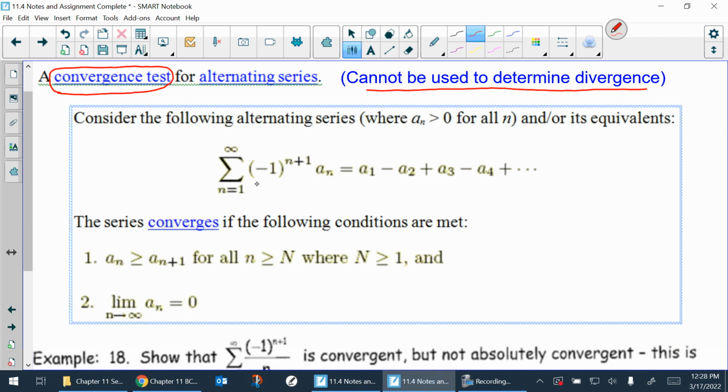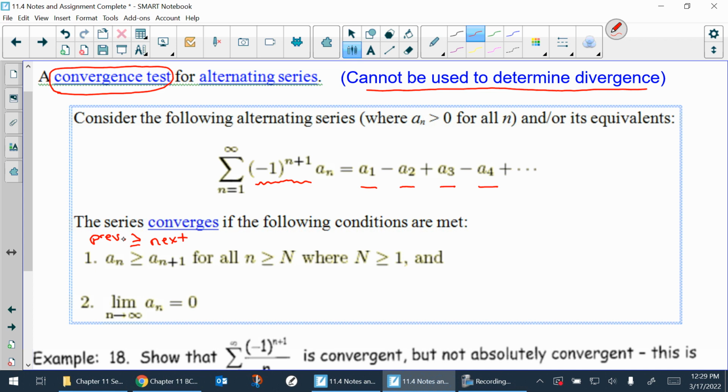If you've got an alternating series, this thing alternates because we're going to take -1 and keep toggling that exponent between even and odd. We're going to get an alternating series: plus, minus, plus, minus, plus, minus. Now, we're going to check and see whether this converges. If the next term is always smaller or equal to the previous term, then there's a good chance that that alternating series is convergent.